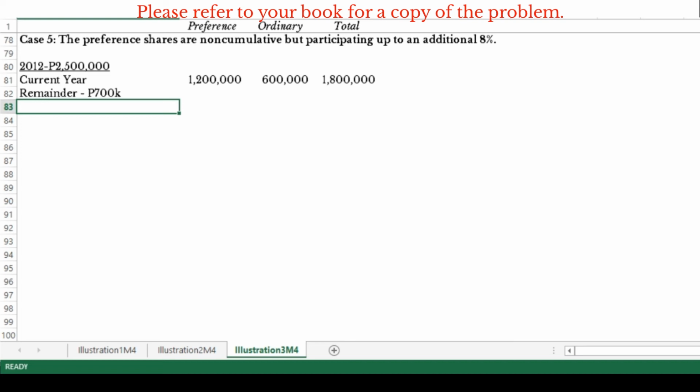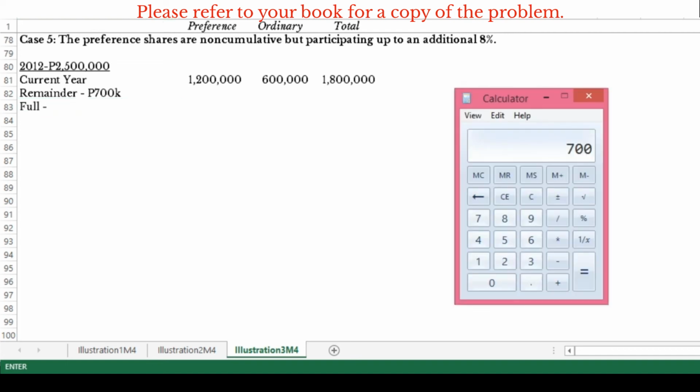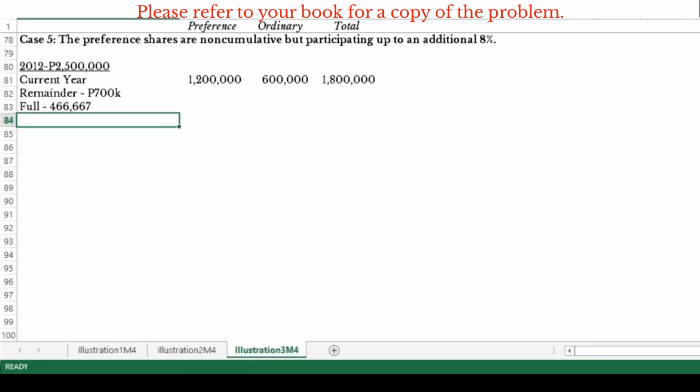Ganito po ang gagawin. You have to compute una for the full participation and secondly, dun sa 8%. Na kung ano yung mas bababa sa dalawa, yun yung susundin mo. Okay, so paano? Ganito po ang gagawin. Una, let's compute for the amount of the preference share if under full participation. Okay, so kung full participation, di ba, ang magiging computation natin is 700,000 times 10 over 15. So that would be 466,667.